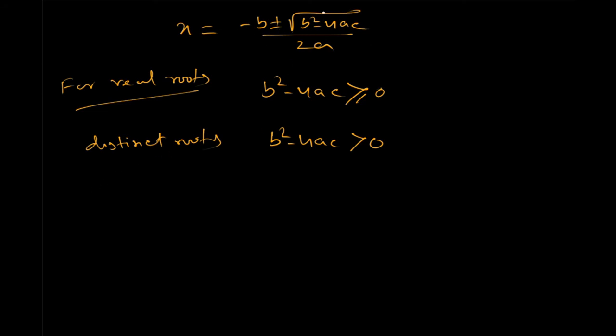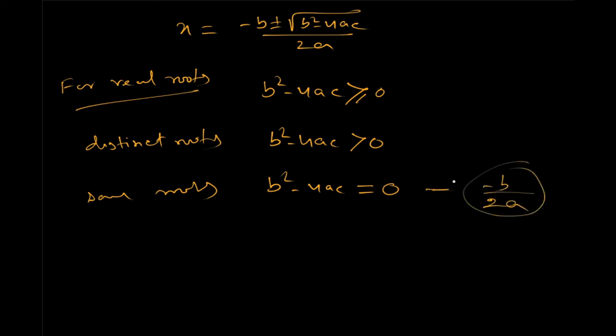And when this is 0, the roots will be the same. For same roots, b square minus 4ac should be equal to 0. This is the condition when the roots will be the same. Because when this quantity is 0, one root will be minus b plus 0 divided by 2a, another will be minus b minus 0 divided by 2a. That means minus b by 2a. So in this case both the roots will be minus b divided by 2a.